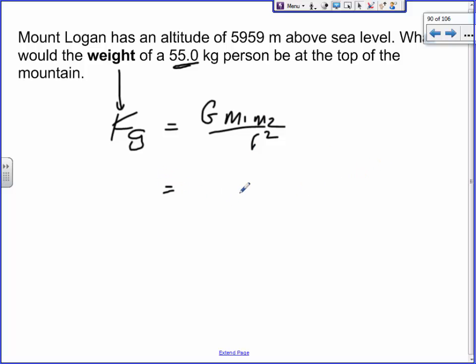Let's start plugging in the values in it. Thanks to Henry Cavendish and many physicists who came behind him to confirm, we now know this gravitational constant. It's 6.67 times 10 to the minus 11 newton meters squared over kilograms squared. I'm going to write this down. Okay, we need to know mass 1. Well, I know one of the masses is the person himself, right? So that's 55 kilograms.